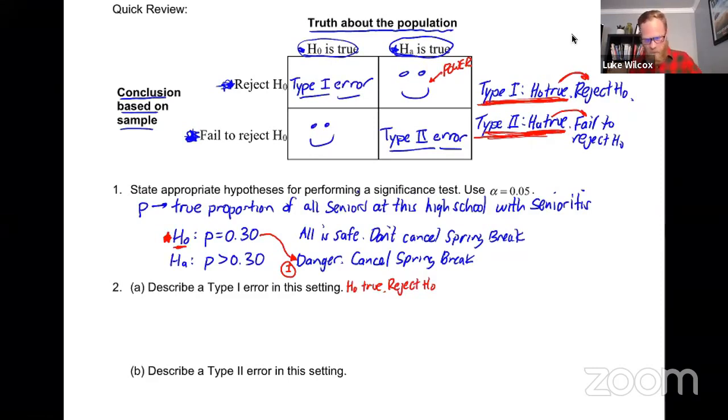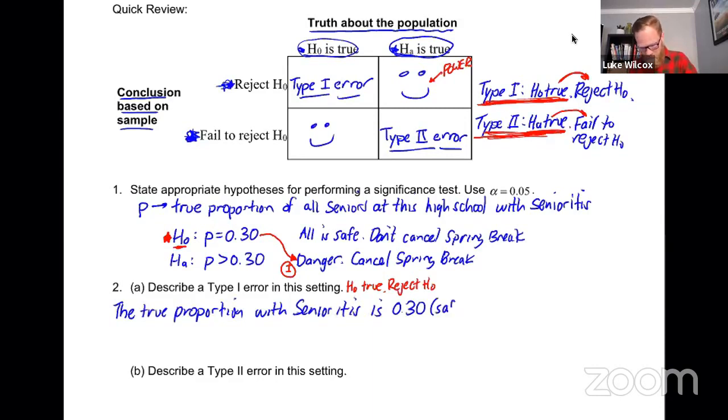Now, we do need to be able to put that all into words here in our answers. So let's put that into words, starting with the null hypothesis. All right, the null hypothesis says that the true proportion with senioritis is 0.30, right? The null is true, that the true proportion is 30%, which really means all is safe. But we make a mistake, and the mistake here is they're going to go with the alternative hypothesis. So that means that the administrators are going to carry out the significance test, and they're going to get a p-value that's really small, and they're going to reject the null because they have convincing evidence for the alternative.